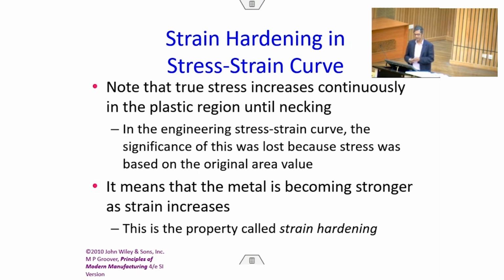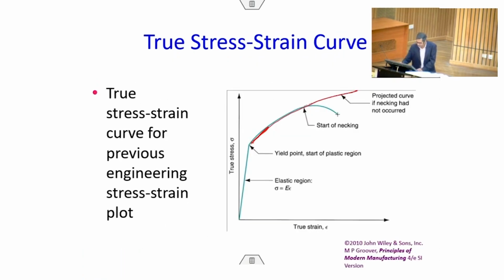It means that metal is becoming stronger as the strain increases because your slope is increasing, right? This property is known as strain hardening. What is it? As you see here, from here to here to here, the slope of the curve is increasing. That means we require more stress to deform the material by a specified value here, then here, or then here.